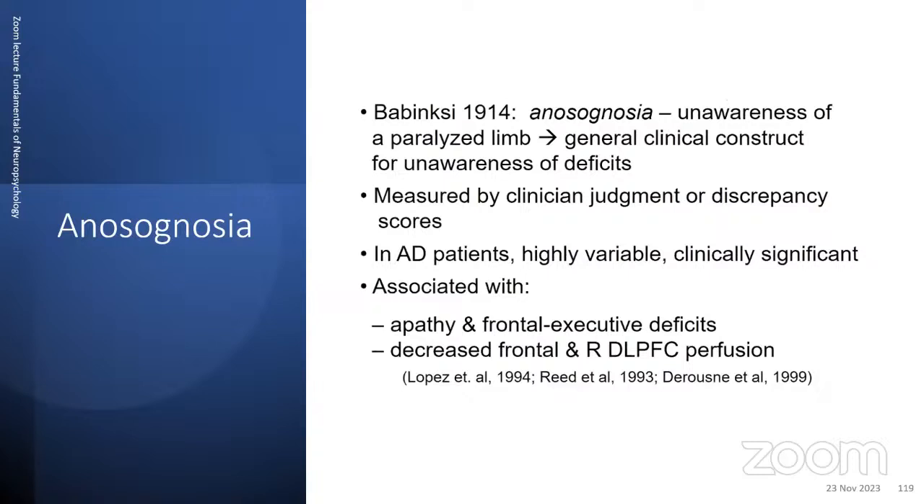Anosognosia is unawareness of a paralyzed limb, a general clinical construct for unawareness of deficits that happens in right hemisphere strokes, measured by clinicians' judgment or discrepancy scores. In Alzheimer's disease patients it is highly variable, with a clinically significant association with apathy, frontal executive deficits, and dorsolateral prefrontal cortex involvement, because of anosognosia on the right side especially.